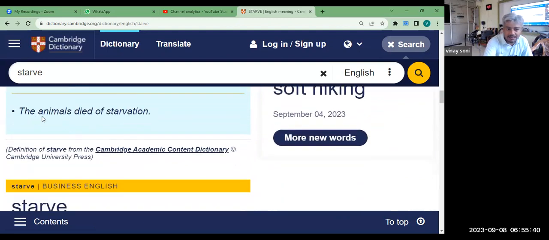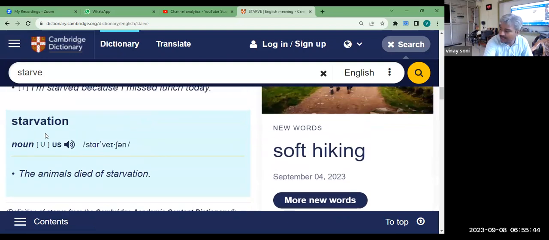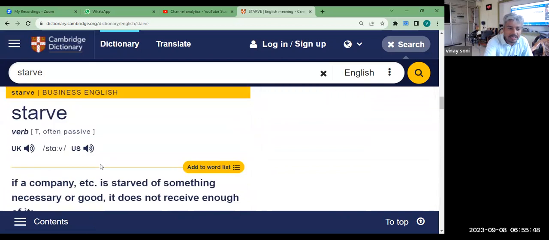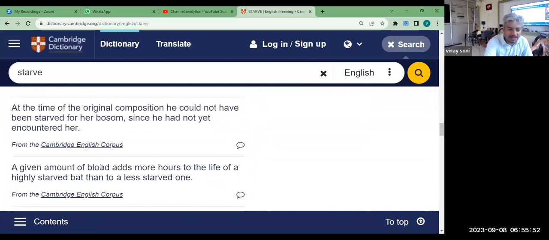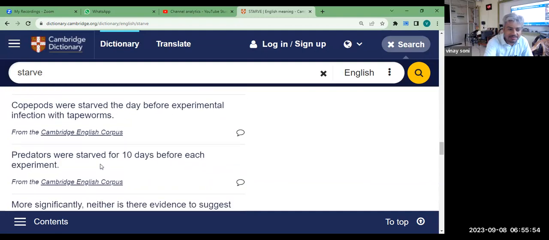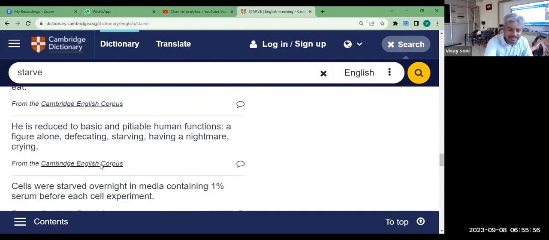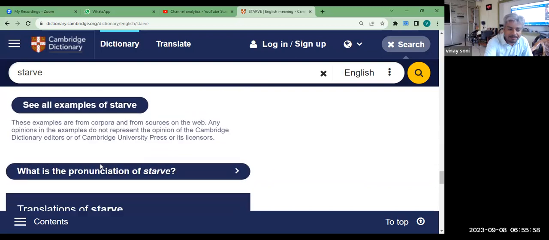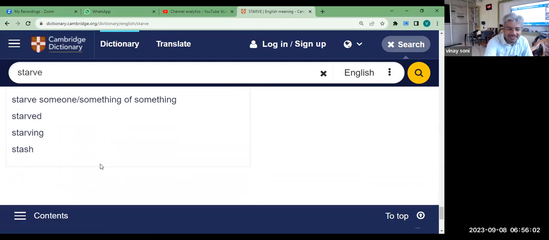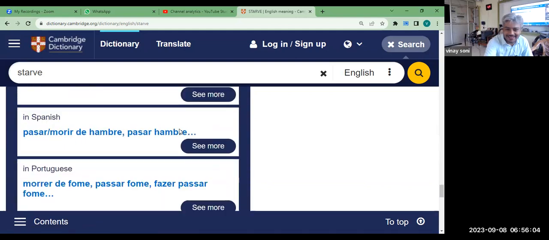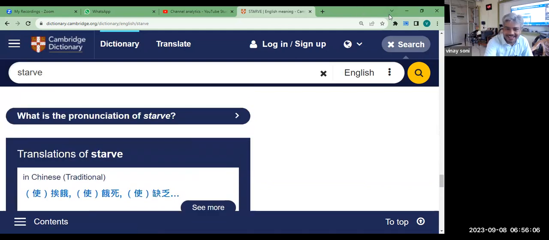Starvation. The animals died of starvation. Starvation is the noun from starve. And I want to teach you the word starving hungry. Starving hungry means very hungry, basically. And literally it means so hungry that you're dying of hunger. That is called starving hungry.